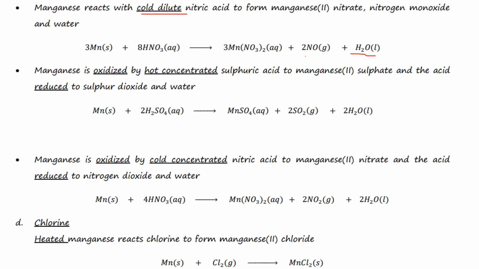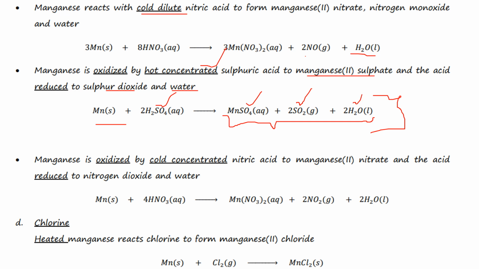Now looking at another reaction, we are going to say that manganese is oxidized by hot concentrated sulfuric acid, forming manganese 2 sulfate together with the acid getting reduced to sulfur dioxide and water. Like we say that whenever you see something oxidizing and the other thing getting reduced, that means that you are going to be dealing with redox reactions. Redox reactions can easily be recognized by having 3 products on your right hand side. So manganese is oxidized by hot concentrated sulfuric acid, giving us manganese 2 salt, which is manganese 2 sulfate, and the acid after oxidizing gets reduced to sulfur dioxide together with water.